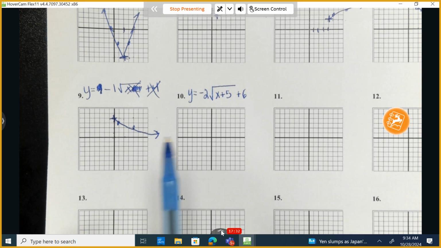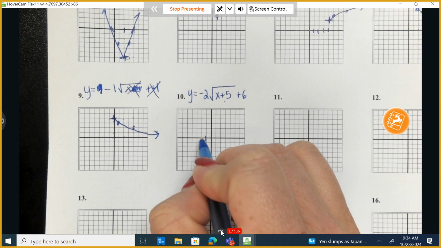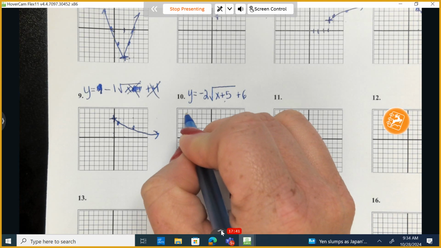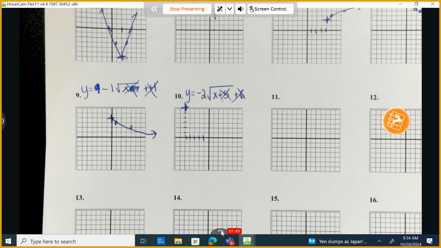I'm going to start with that translation, horizontal and vertical. I'm going to go to the left 5, 1, 2, 3, 4, 5, and I'm going to go up 6. 1, 2, 3, 4, 5, and 6. This is my new bullseye. How many of you were able to at least go to the right spot for the bullseye? Hands up high. Okay, good majority of us.